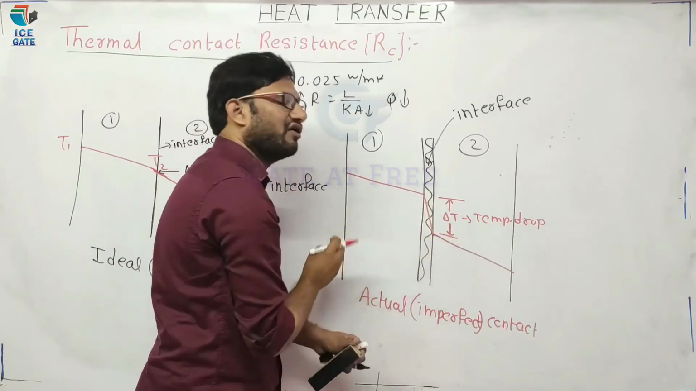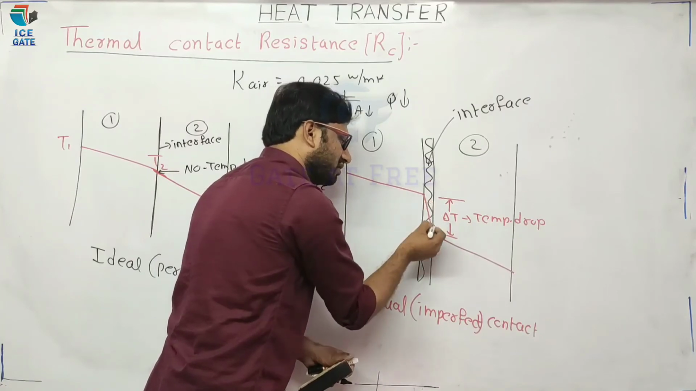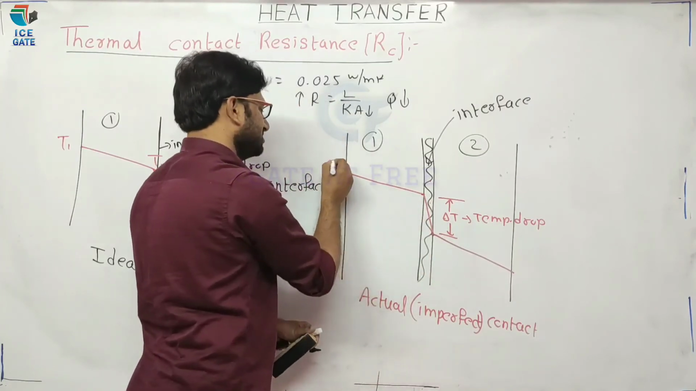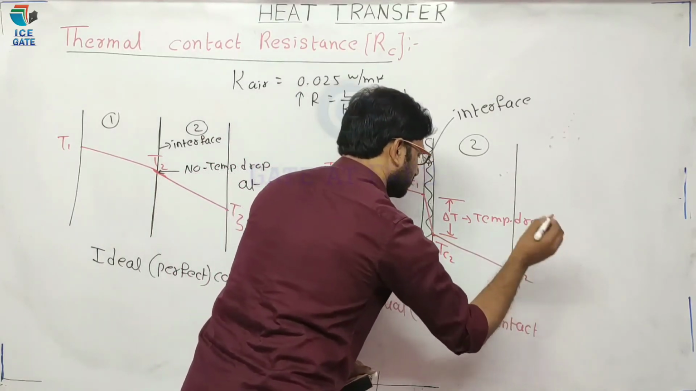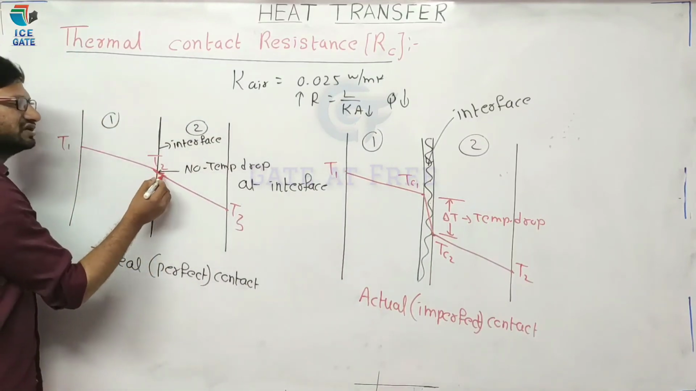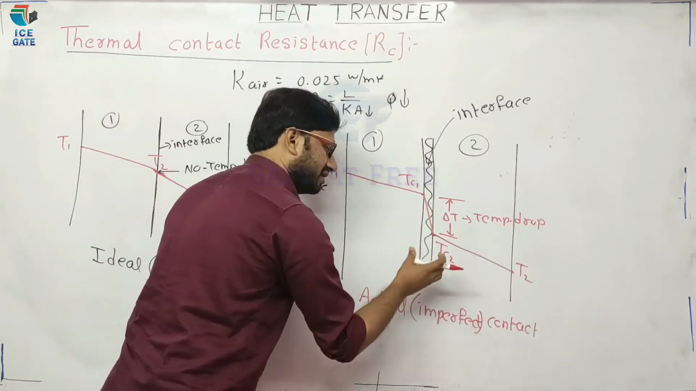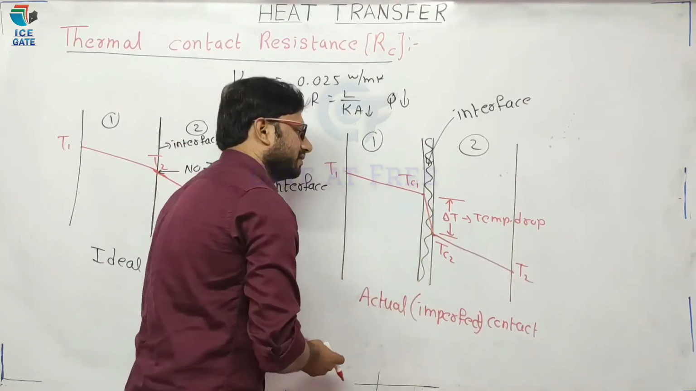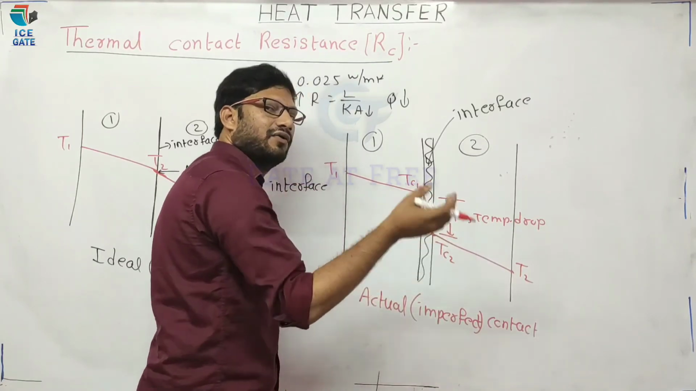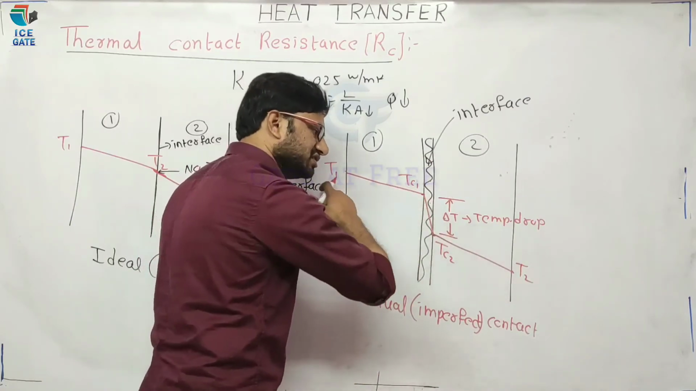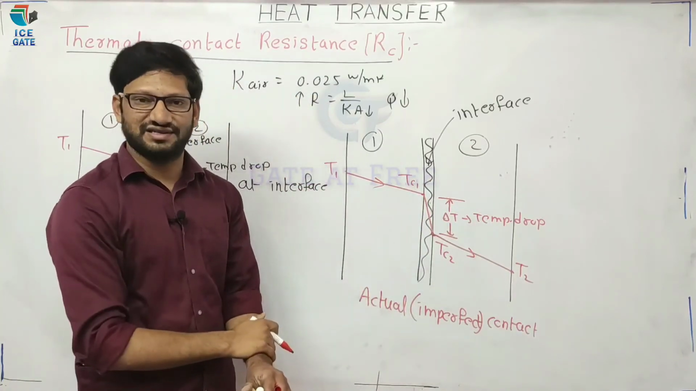Now this is the resistance offered by the fluid and the spot contact. Say this is T1, this is TC1, this is TC2, this is T2. In the first case there is no temperature drop, but in the actual case the contact is not perfect. Due to this the air will be trapped, and due to its lower thermal conductivity, it offers additional resistance to heat flow. Therefore there is a significant temperature drop at the interface.